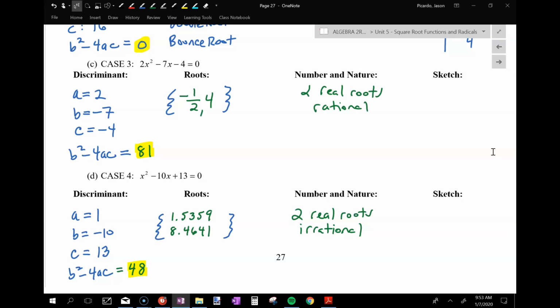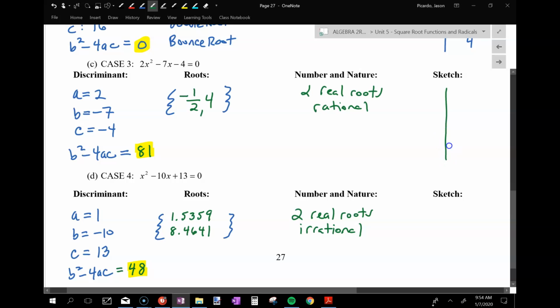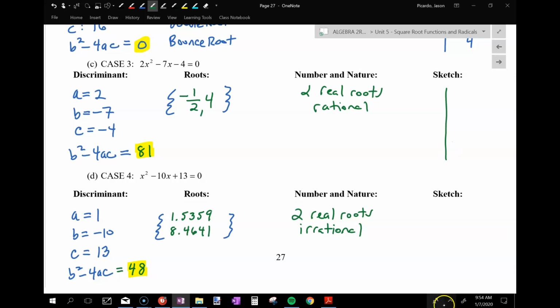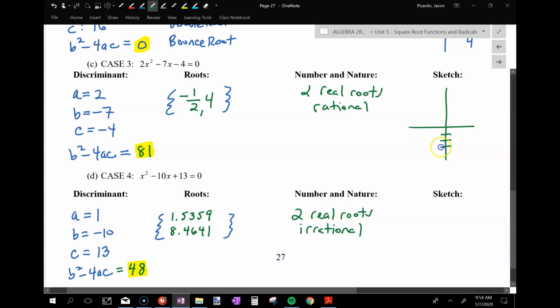Okay. Guys, the sketch of both of these look exactly the same. I'm going to have two roots. I'm going to visualize them. I'm going to see them, right? So for this one, I have that. That's my y-intercept. I have a root at -1/2 and 4, and so it looks like one of these. Right? Two roots, here and here.